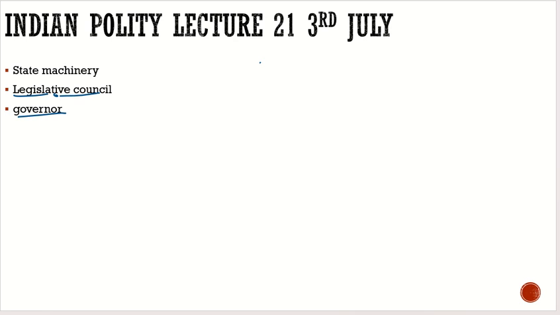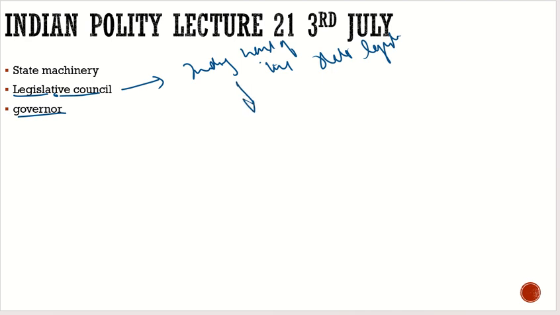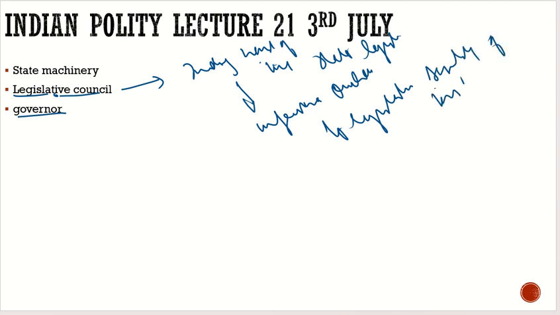So with respect to the legislative council, it is the secondary house of the state legislature. So what does it show? It shows that it is inferior. It is inferior to what? It is inferior to the legislative assembly of the state. It is very much inferior to the legislative assembly of the state.